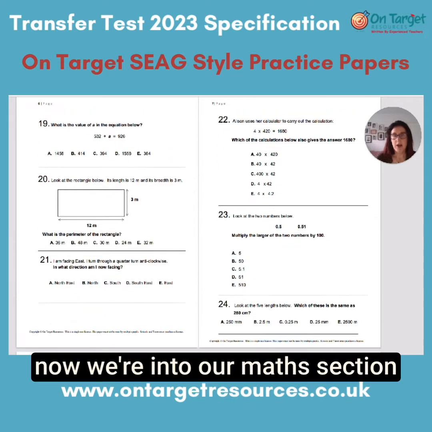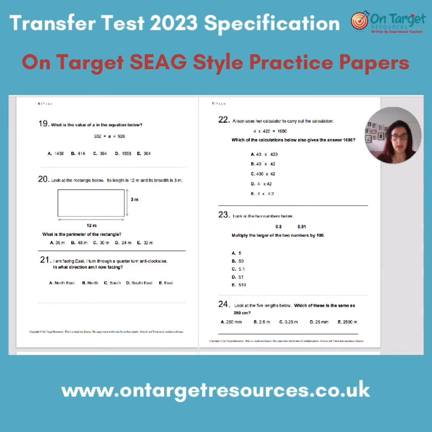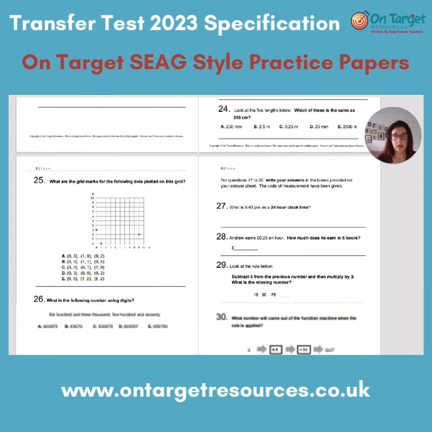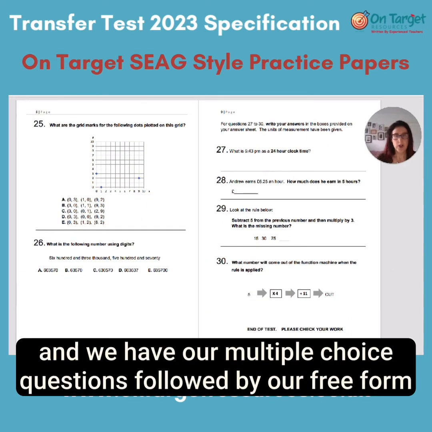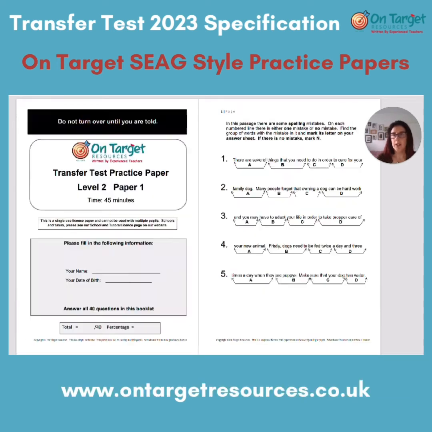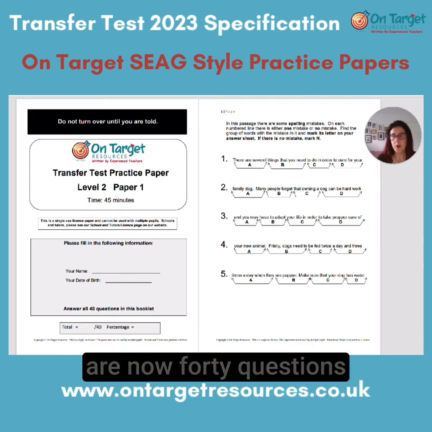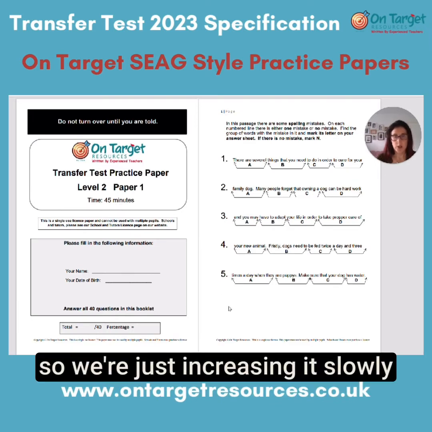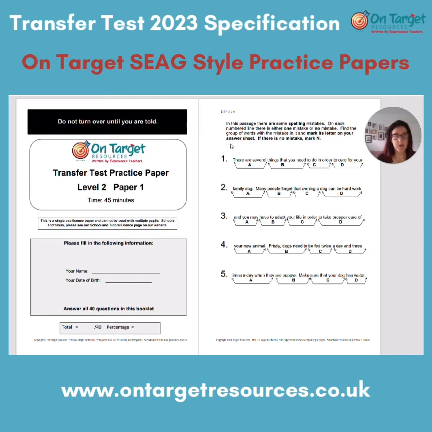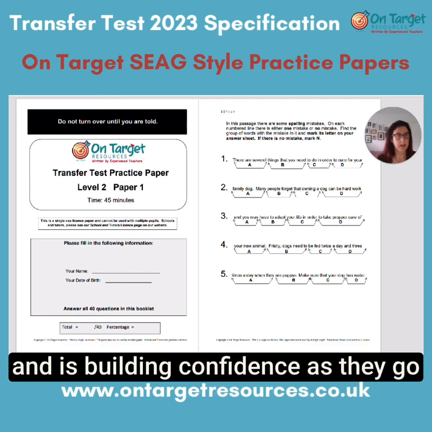Then we're into our maths section. Again, level 1 is reduced content. And we have our multiple choice questions followed by our free form answer questions. So that's level 1. Level 2, you can see that we've upped the time to 45 minutes and there are now 40 questions. So we're just increasing it slowly, just making sure your child knows the curriculum and is building in confidence as they go.